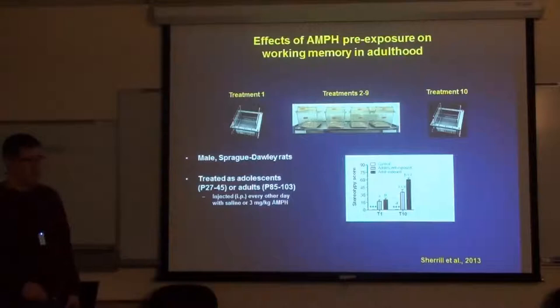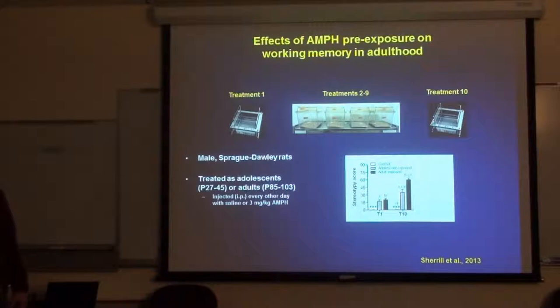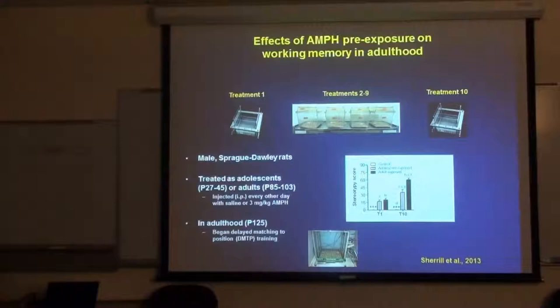After the first injection, both adolescents and adults are activated by this dose of amphetamine. After the 10th injection, you see a greater relative activation in both adolescents and adults, which is that sensitization effect. You'll notice the sensitization is relatively greater in adult-exposed animals compared to adolescent-exposed animals. Then after we did this, we let the animals grow up for a while, until P125. At P125, the adult-exposed animals haven't had amphetamine for about 3 weeks, actually.